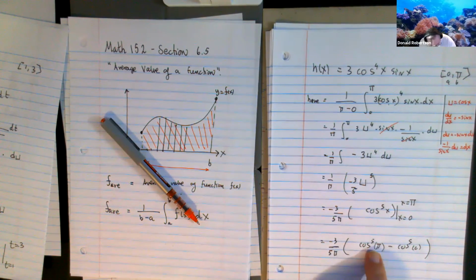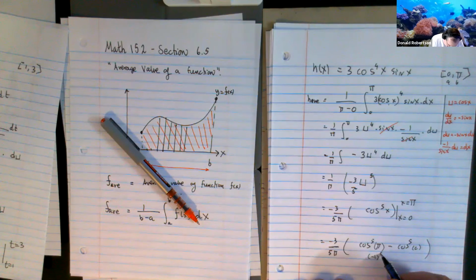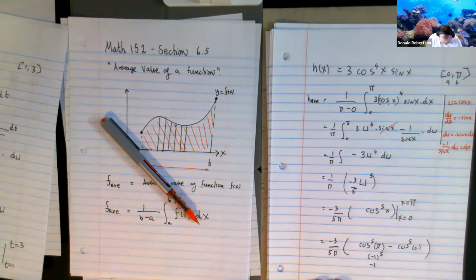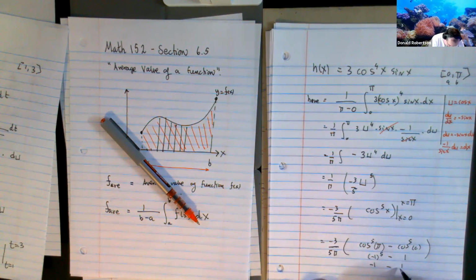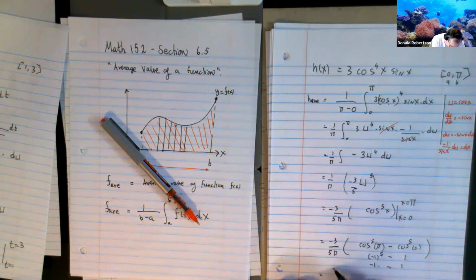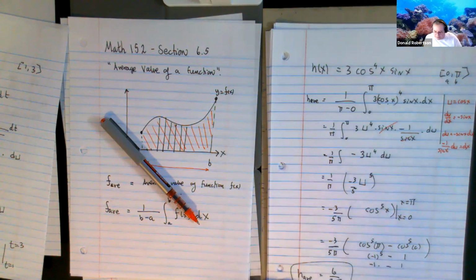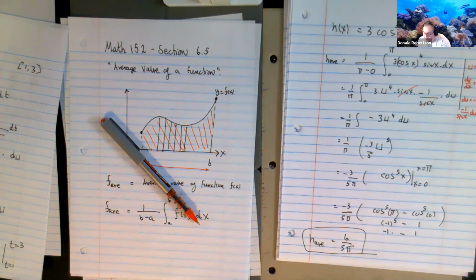Okay, so this is the 5th power of cosine pi. The cosine of pi is negative 1. And -1 to the power of 5 is -1. The cosine of 0 is 1, so you're taking away 1. And so you're going to get -2 out of that. -2 times this gets you +6 over 5 pi. We got our answer.